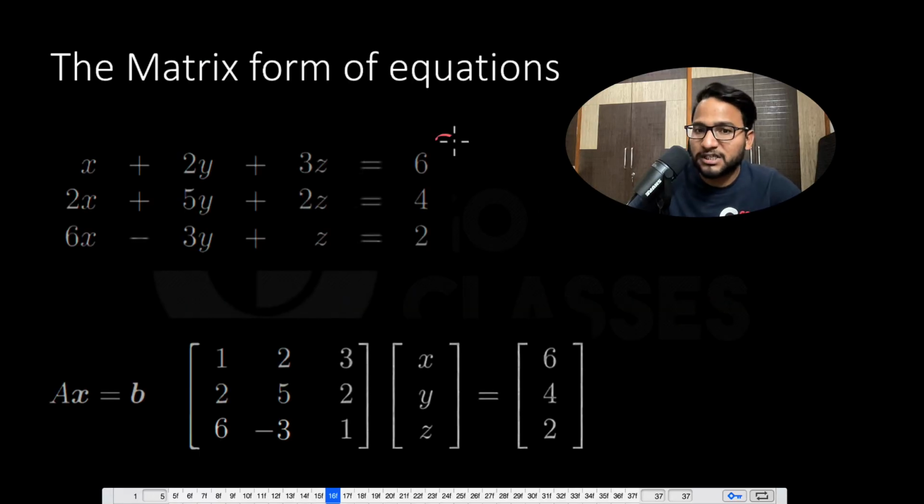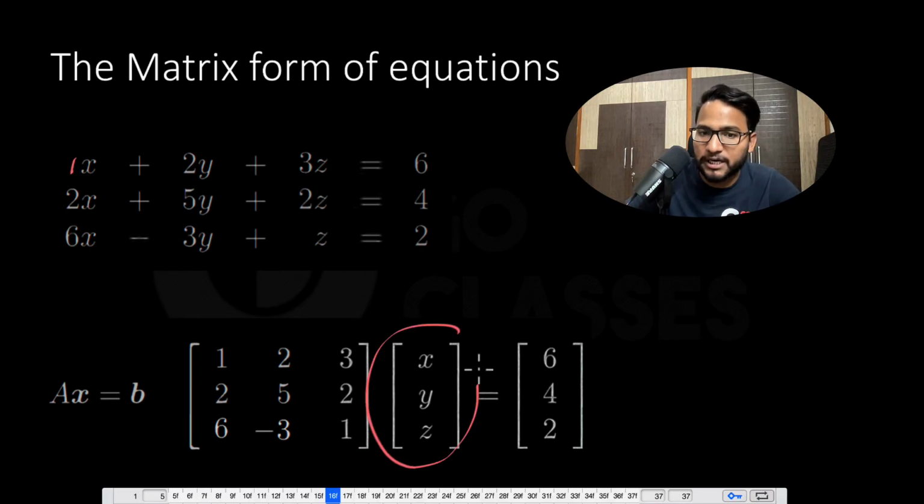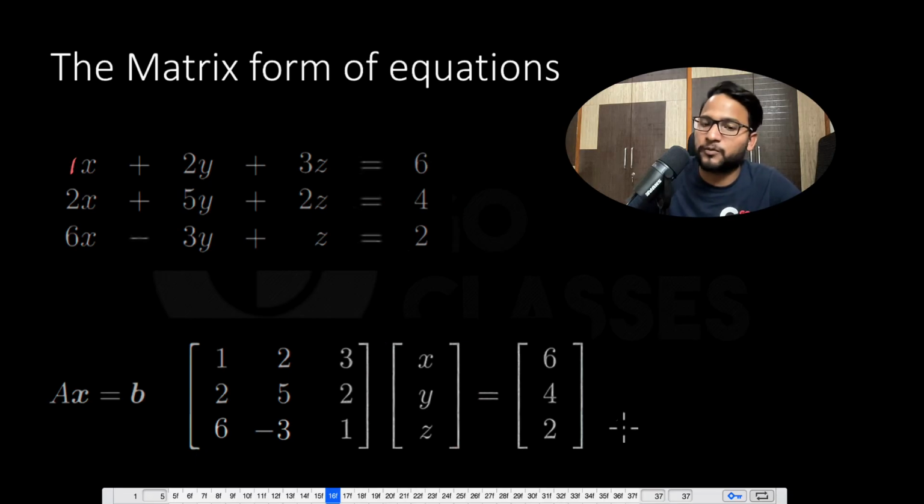Suppose that this system of linear equations is given to you. First, we want to write the system in the form of Ax equal to b, which means we take out the coefficients. Here the coefficients are 1, 2, 3, so we write 1, 2, 3 here, and the next coefficients are 2, 5, 2. Then we write these here, and the next coefficients are 6, -3, and 1. So we write the coefficients, and then we write x, y, z. And whatever is on the right-hand side, which is 6, 4, 2, we write 6, 4, 2 here.